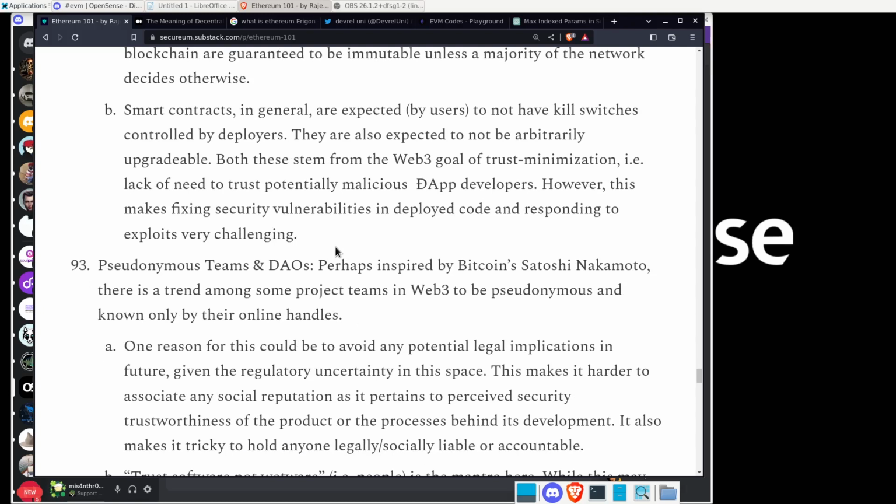Smart contracts in general are expected by the users to not have some kill switch controlled by the deployer, so ideally nothing should be able to stop the contract from paying or doing something. They're also expected to be arbitrarily upgradable. Both what?